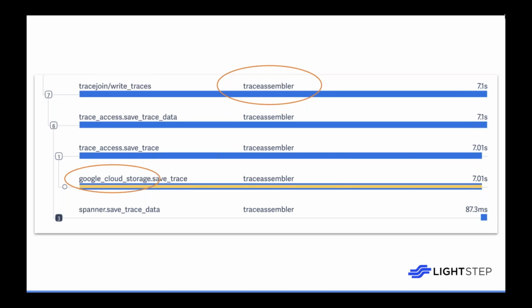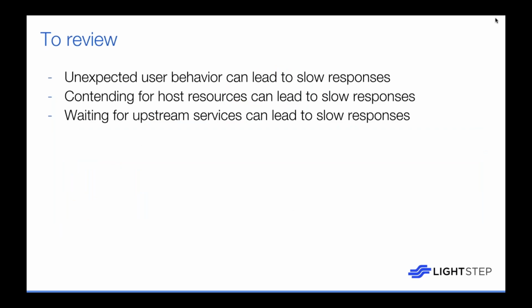But knowing which of those actions it would be is really important, and we don't go off on some wild goose chase and try and figure out, maybe we pushed some bad code or something like that. So, to review all of this: unexpected user behavior can lead to slow responses, contending for resources can lead to slow responses, waiting for upstream services can lead to slow responses.